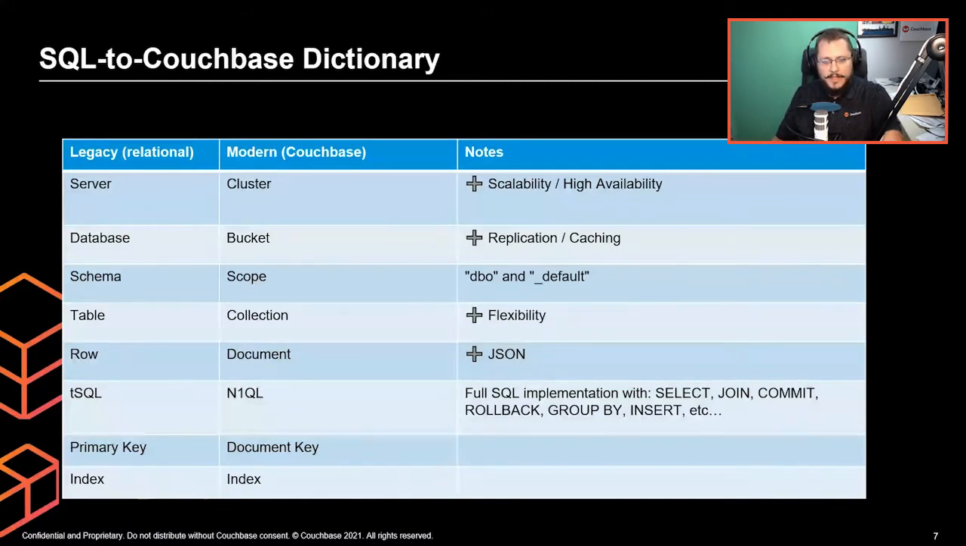So if you're coming from a relational background, you have a database server, and the equivalent of that in Couchbase is a cluster. So instead of a single machine, you now have multiple machines that make up a distributed cluster that communicate with each other over a network, as if they were one unit, the cluster. And so just by switching to Couchbase and getting a cluster database, we're adding scalability and high availability.